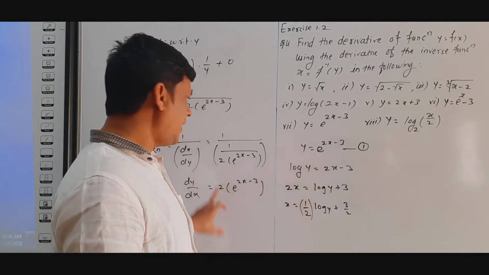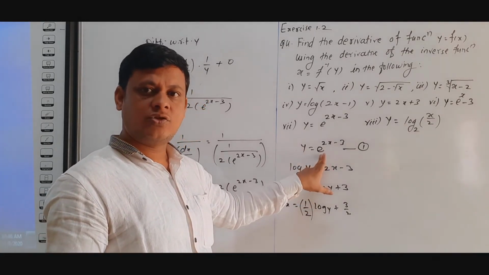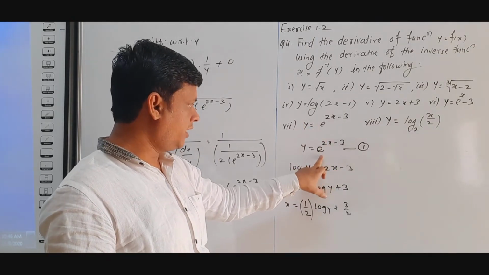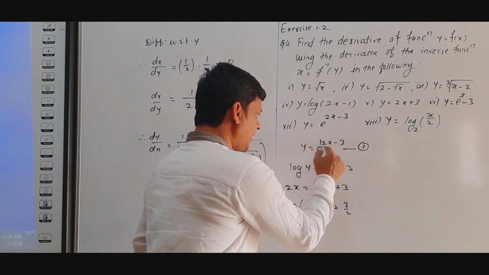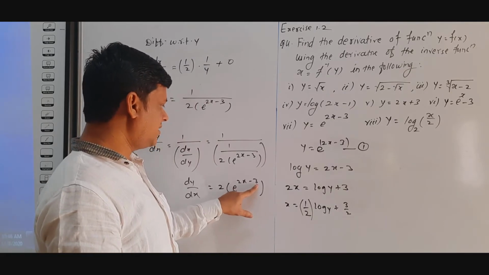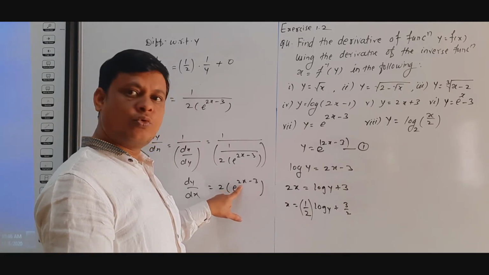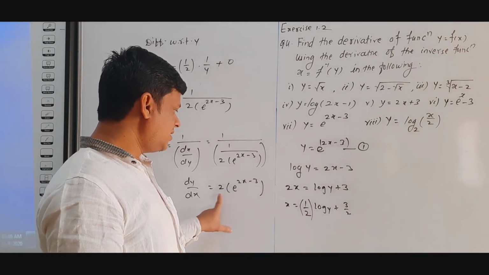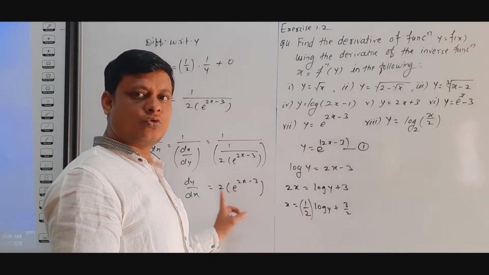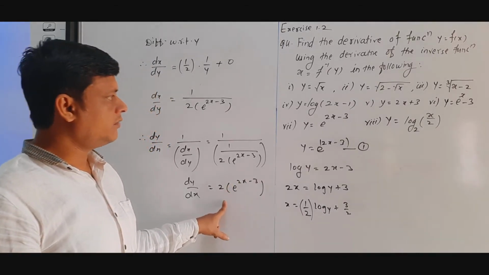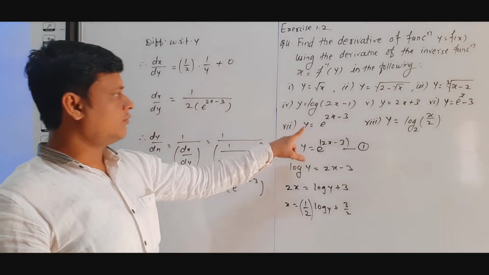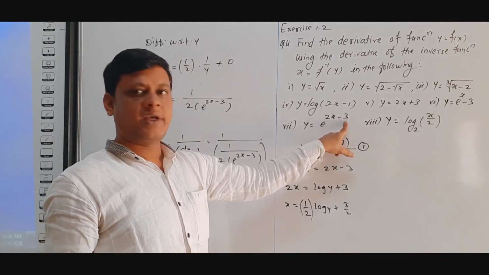You can check the derivative of y with respect to x directly from this. Derivative of y is dy by dx. Derivative of e raised to the power x is e raised to the power x. So derivative of e raised to the power 2x minus 3 is e raised to the power 2x minus 3. Then we have to find derivative of 2x minus 3. Derivative of 2x is 2 and derivative of 3 is 0. So 2 plus 0 we get 2. So in this way we find the derivative of y is equal to e raised to the power 2x minus 3.